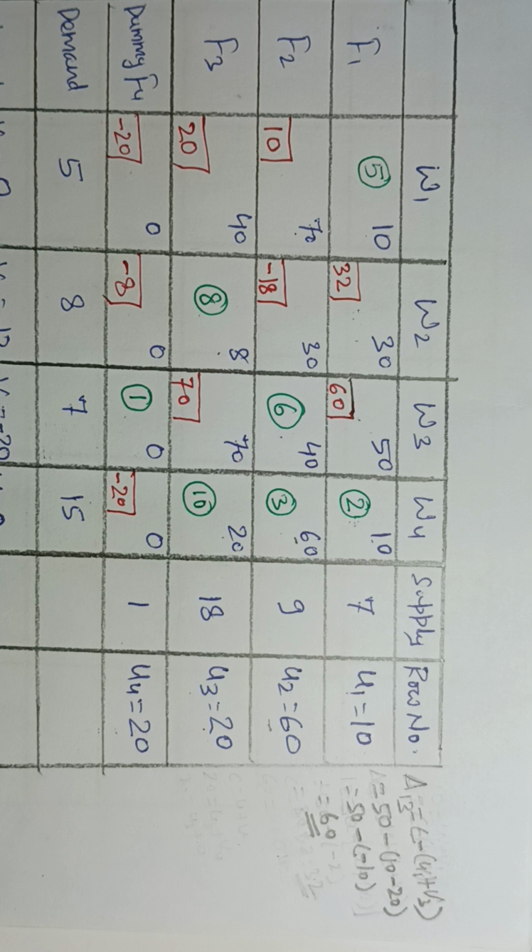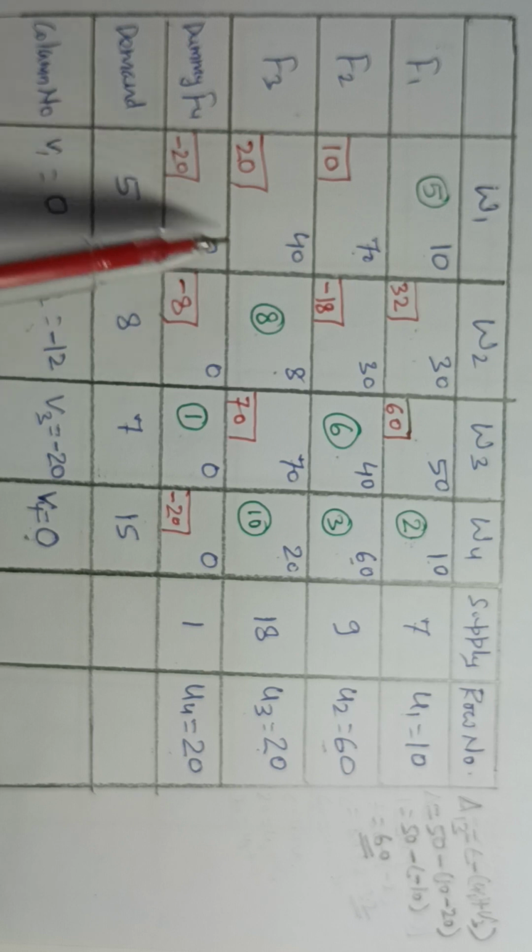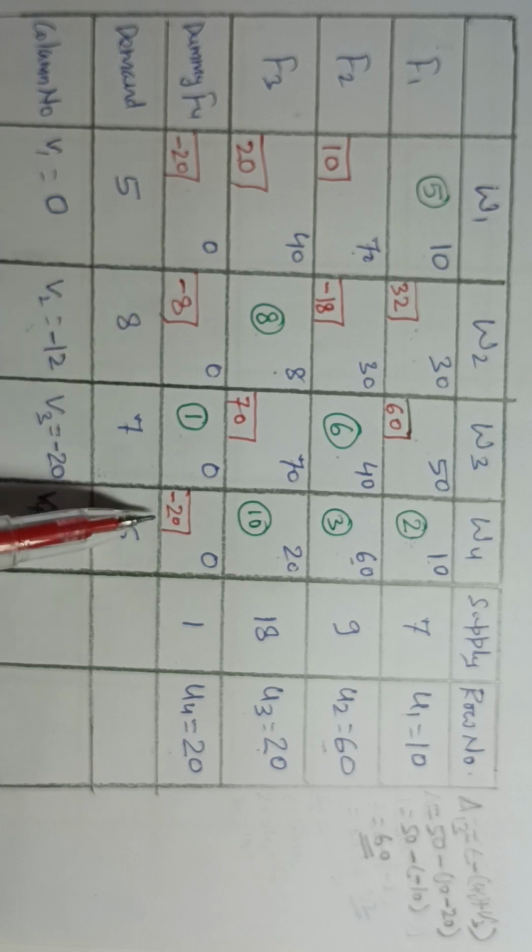the red color, and the figures written in green color, that is the allocated cells, or you can say occupied cells. So the next step is to find whether all opportunity costs are positive or negative. See here, certain opportunity costs are negative. Here minus 20, minus 18, minus 8 and minus 20. So if the opportunity costs are negative, the solution is not optimal. We need all these opportunity costs to be positive. If we get all opportunity costs positive, the solution would be optimal.